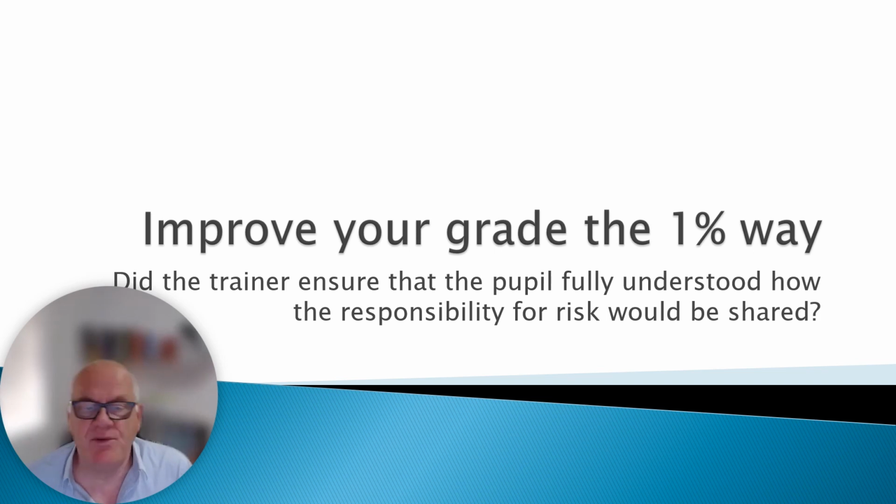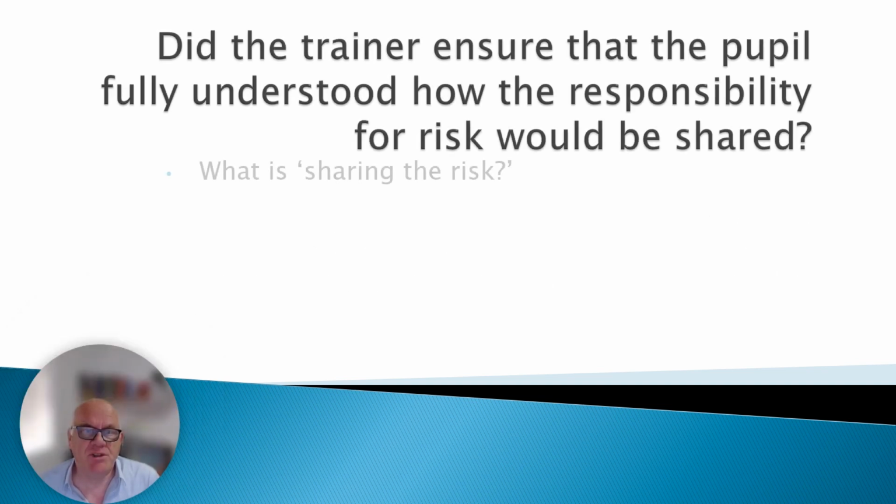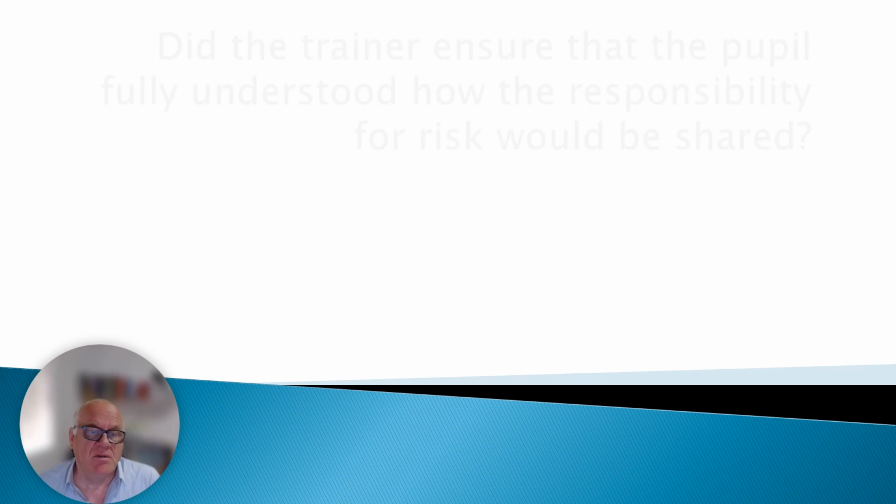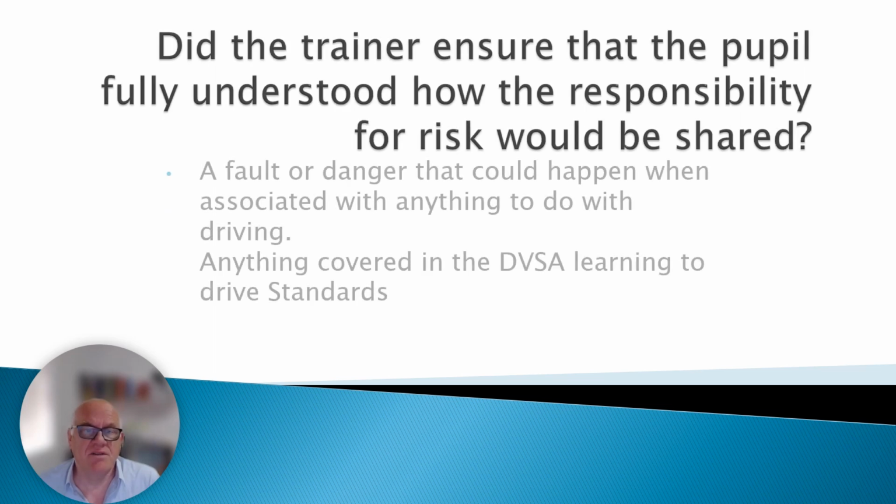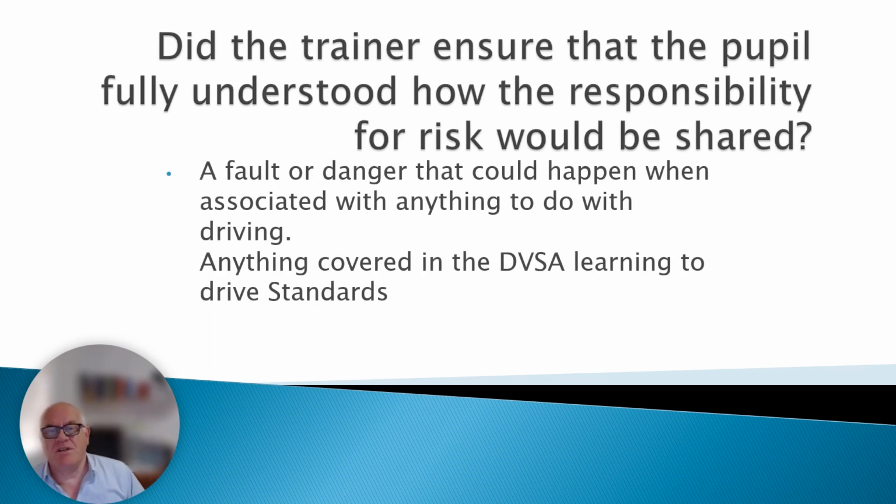Today we're looking at: did the trainer ensure that the pupil fully understood the responsibility for the risk would be shared? Well, first of all, what is sharing the risk, or what is a risk? It sounds like an obvious question, but it's really a fault or a danger that could happen associated with anything to do with driving. And I'd probably go a bit further, because for a pupil it's literally from when they leave their front door to when they get back. For us, we're responsible for them there.